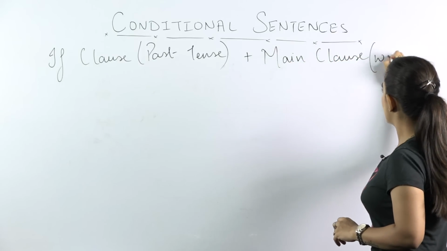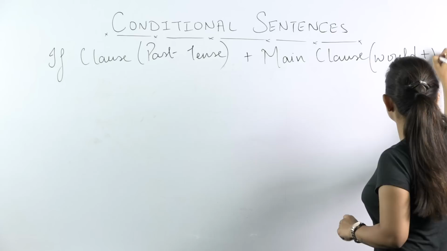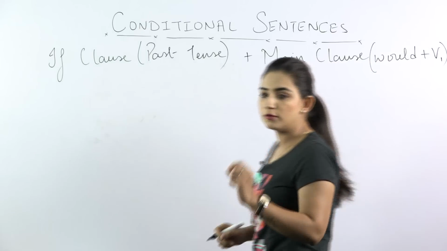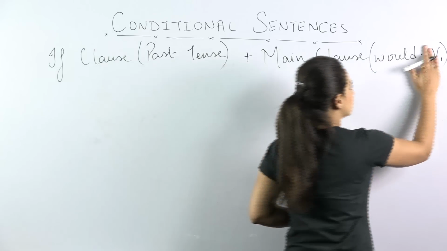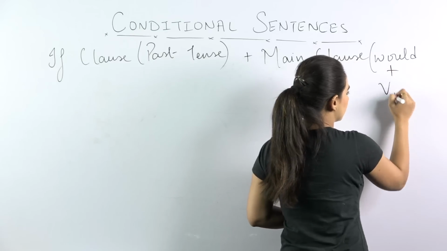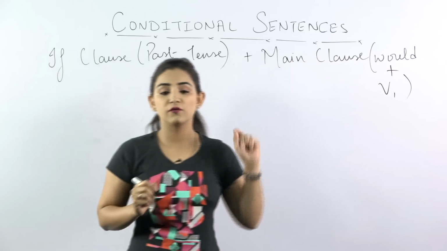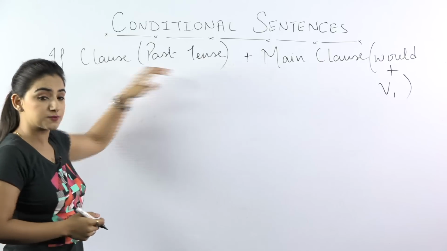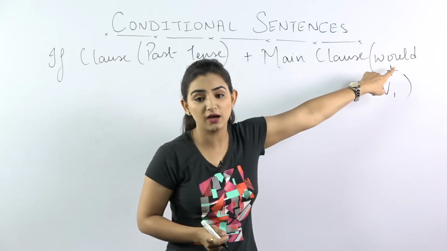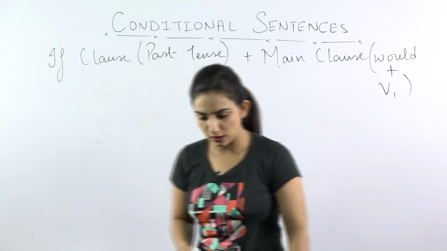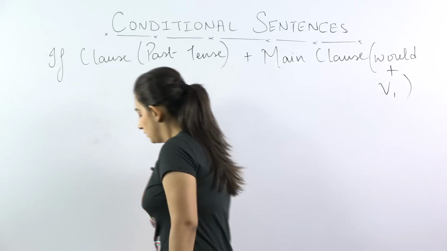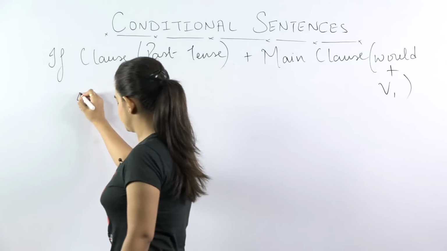that will be would plus verb's first form. Would plus verb's first form. I shall write it here in case it's not visible. Would plus V1. तो क्या कह रहे हैं? अगर if clause past tense में है तो main clause में क्या लगेगा? Would plus V1 का use होगा. ठीक है, चलिए. Let's take an example for this.